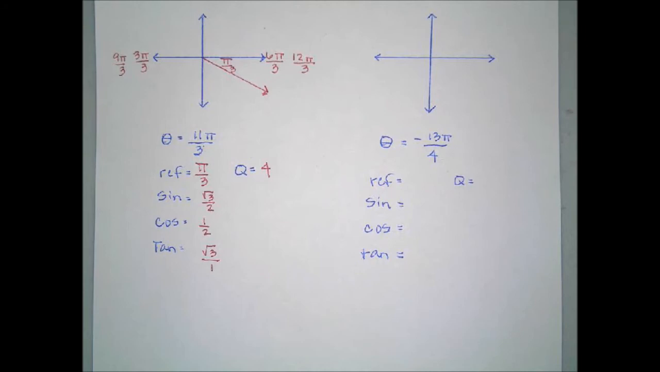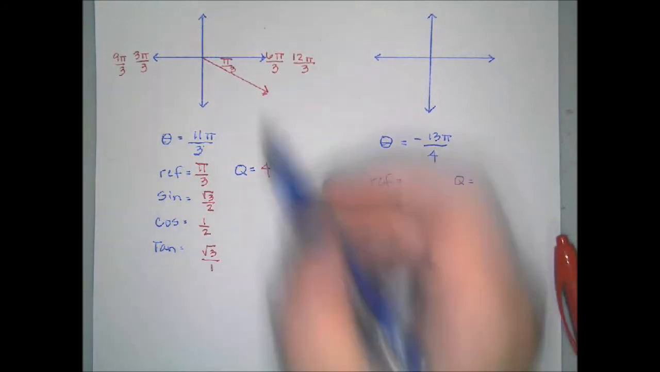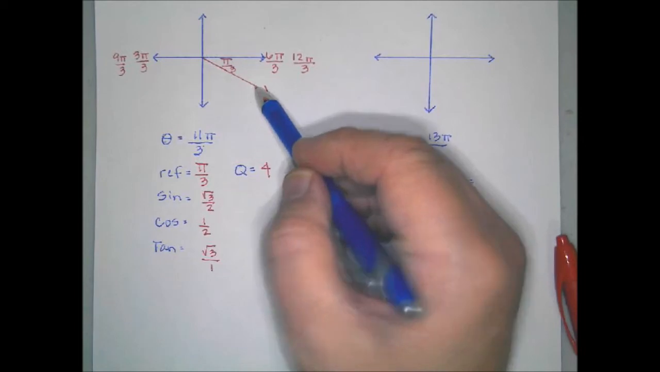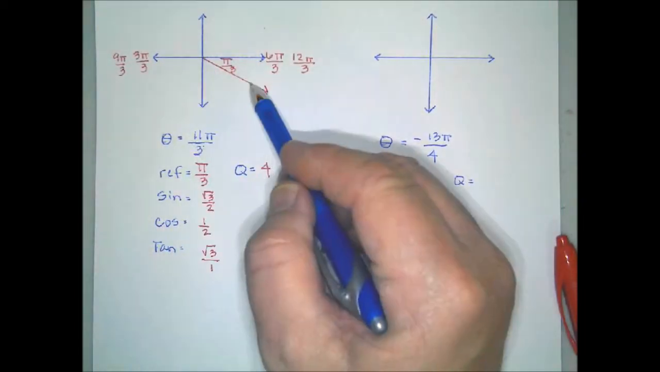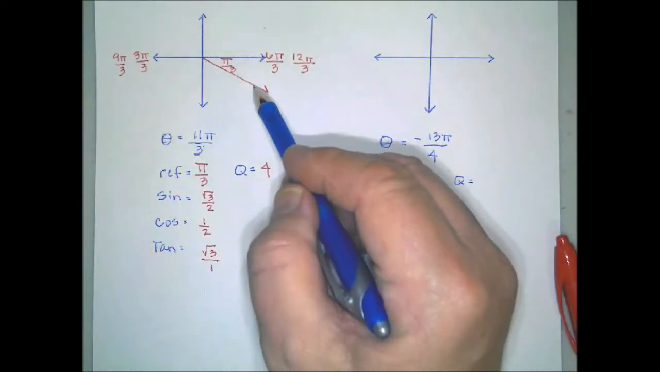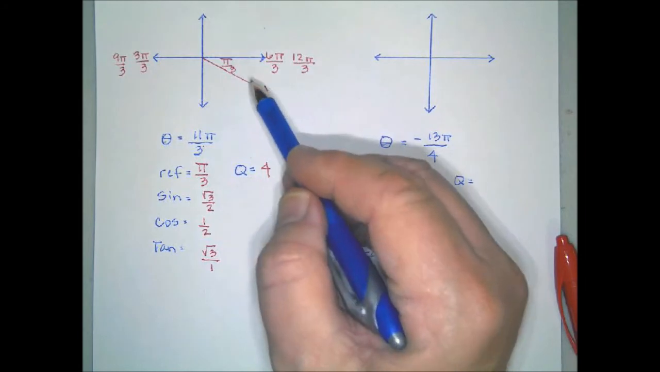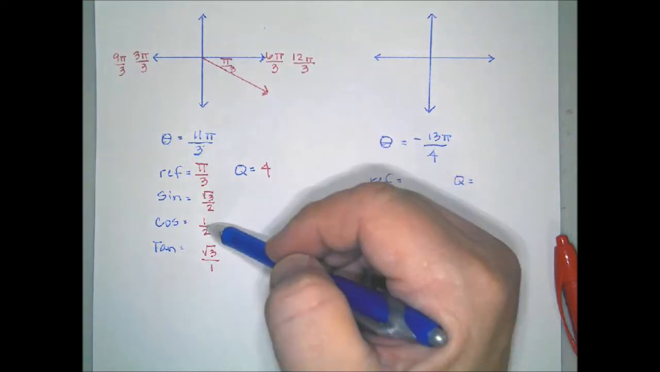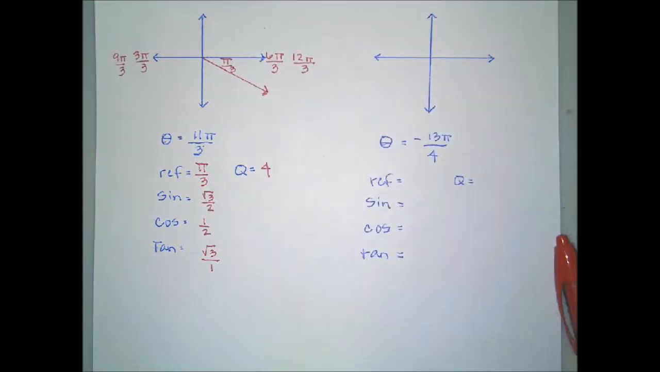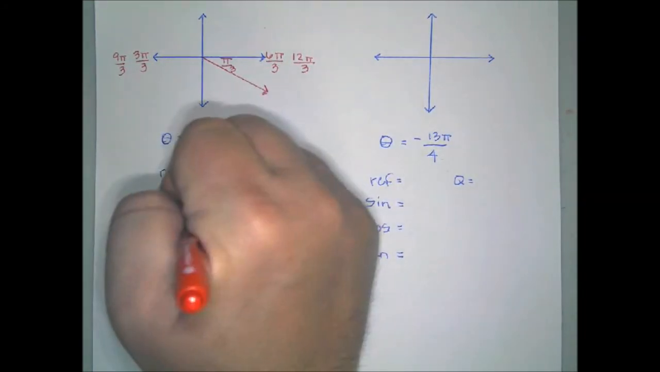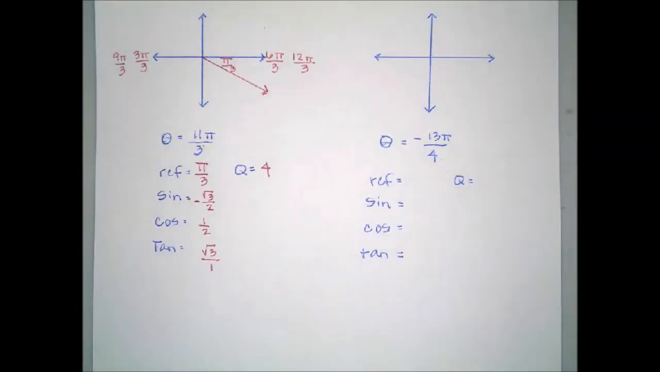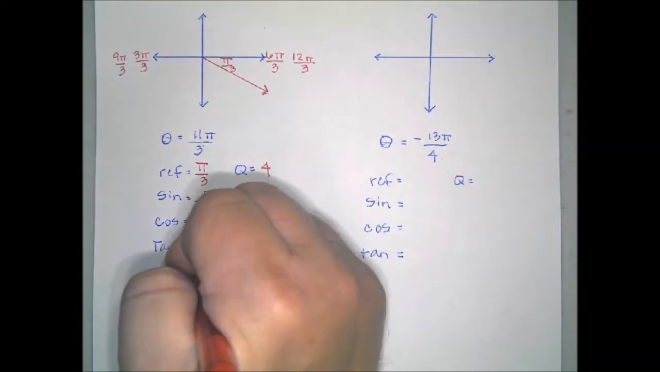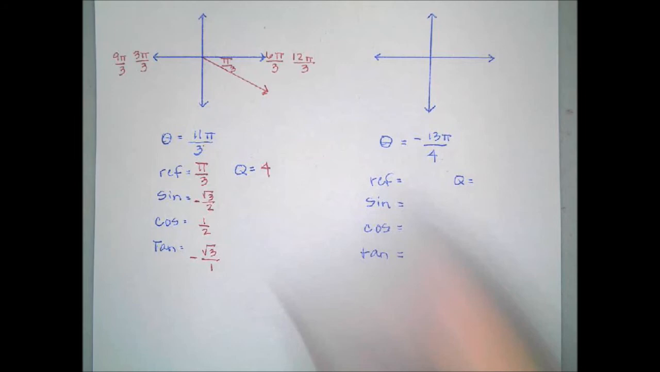Now, the last thing we have to worry about are the signs. We're in the fourth quadrant. All students take calculus. So cosine is the positive trig function in quadrant 4. That means the other two are negative. So we have to throw a negative sign in front of sine, and we have to put a negative sign in front of tangent.